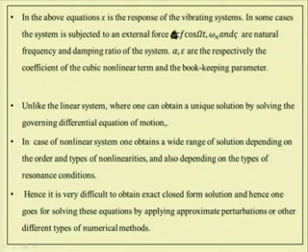In case of a linear system we obtain a unique solution, but in case of a nonlinear system the solution is not unique, and we can get multiple solutions. Also, in a nonlinear system, one obtains a wide range of solutions depending on the order and type of nonlinearity, and also depending on the type of resonance conditions. Hence, it is very difficult to obtain an exact closed form solution, and hence one goes for solving these equations by applying approximate perturbation or other numerical methods.